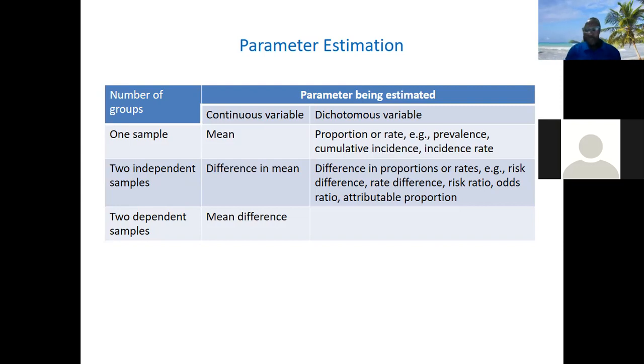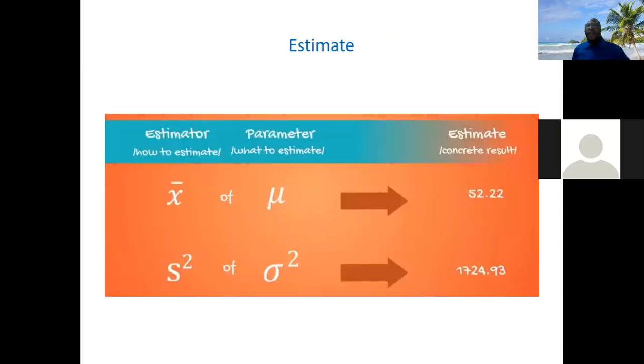Attributable is all those different descriptions. Now, that's parameter estimation. Whatever you are doing with your sample, you are trying to estimate the parameter in the population. Now, let's know this. What is this estimate? What you are estimating in the population is the parameter. But the estimator, what are you using to estimate? Because you don't know the parameter.